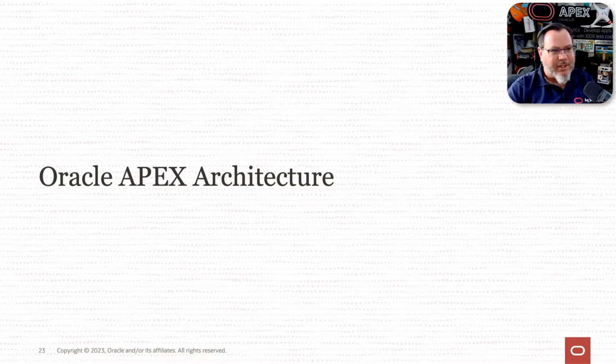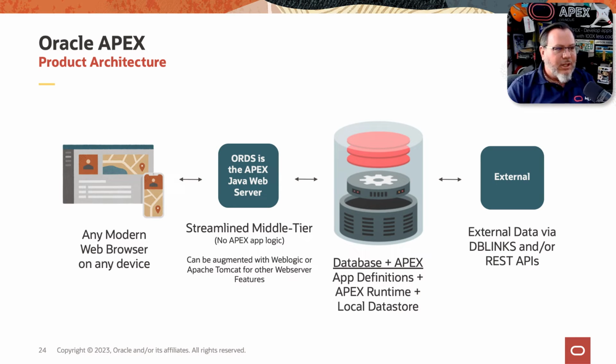So let's talk about the APEX architecture in general. Any modern web browser on any device, doesn't really matter the screen. It's all about reaching out to the internet via URL, and always you're using ORDS as the middle tier. Oracle REST Data Services is the APEX Java web server. It can be augmented with WebLogic or Apache Tomcat for additional web server features, but this has nothing to do with the logic of APEX itself. ORDS is just the middle tier. It is the web server.